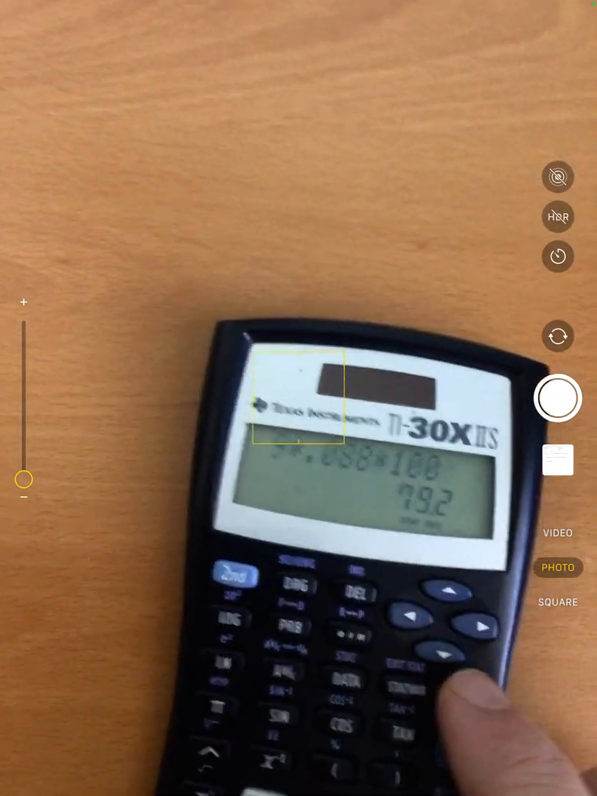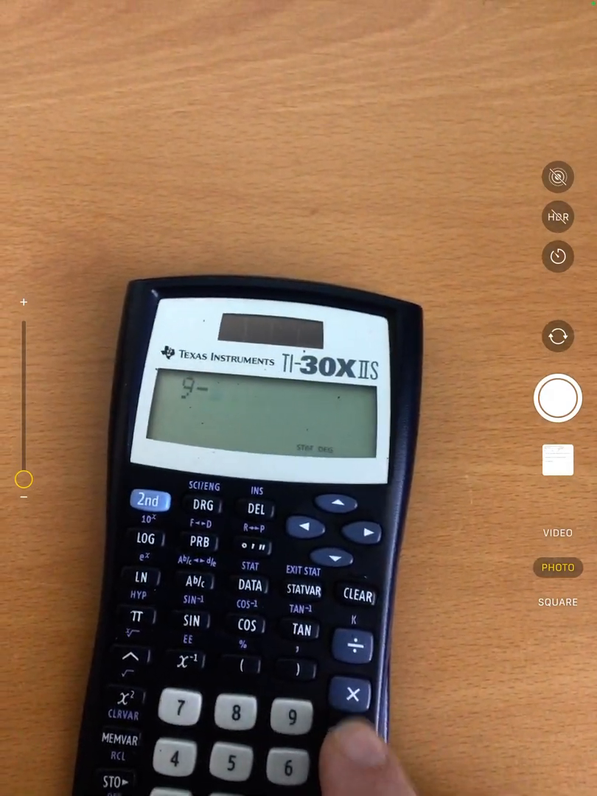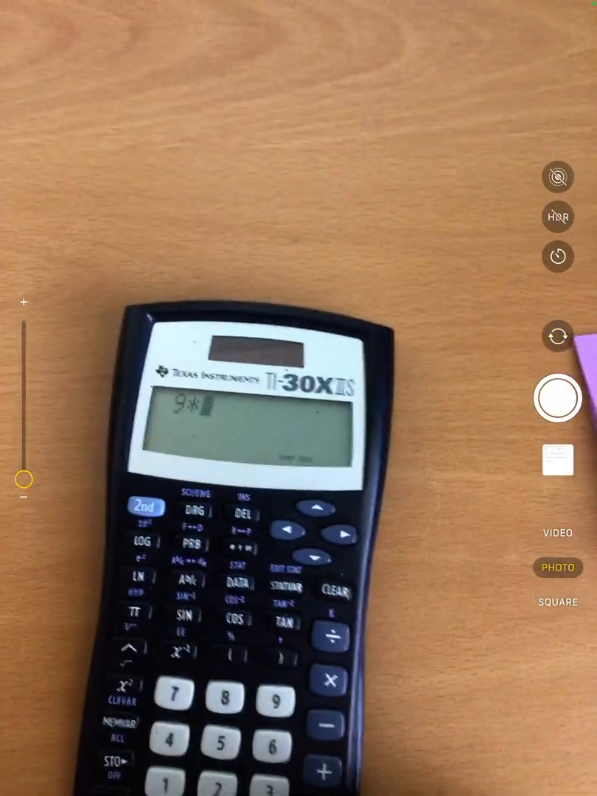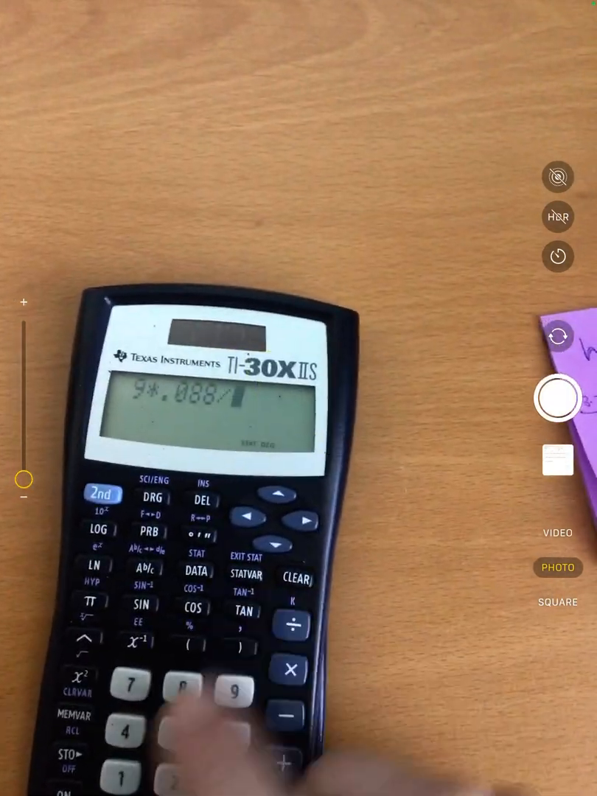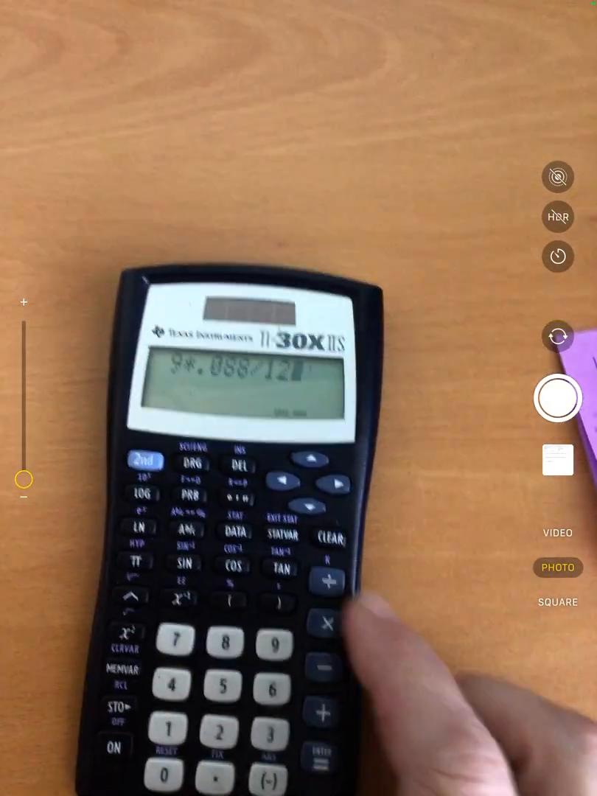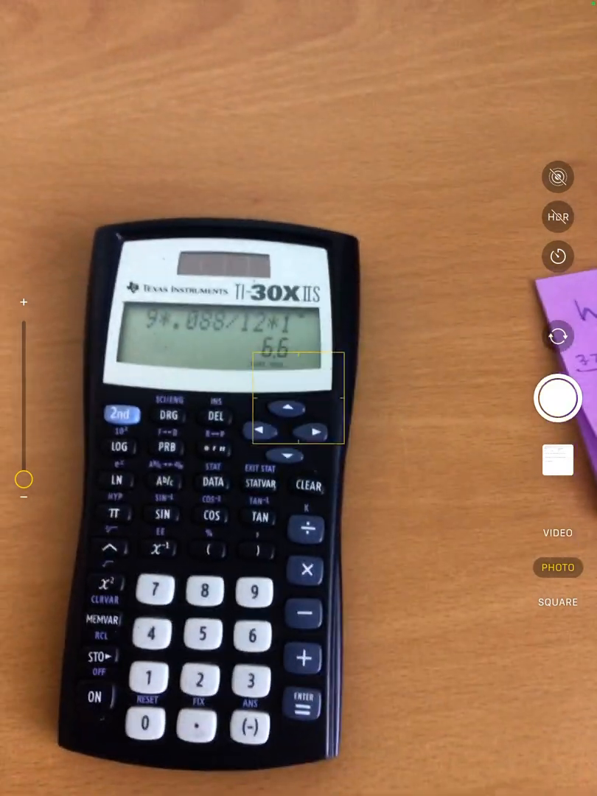Oh, I did something wrong. You know what I did? I didn't look at my formula carefully enough. 9 times, okay, I'm going to have to look at my calculator, 9 times, and I did the 0.088, but if you look at your notes, it's divided by 12. And then that's times 100. And we get this nice number 6.6.